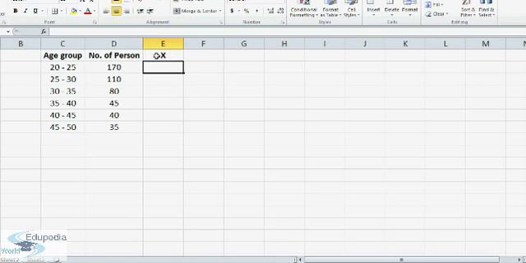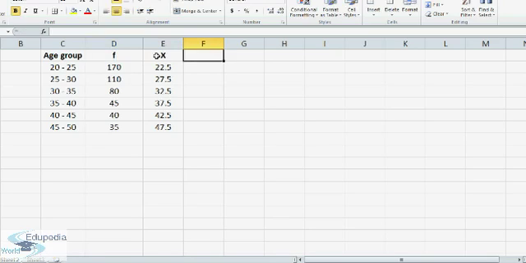You have the x values here, which are the mid values of the groups. Now the mid value of 20 to 25 should be 22.5. So I'll have 22.5 here. Next would be 27.5, 32.5, 37.5, 42.5 and 47.5. So these are my x values, and here the number of persons, I can call them my f. So I have my f and x.